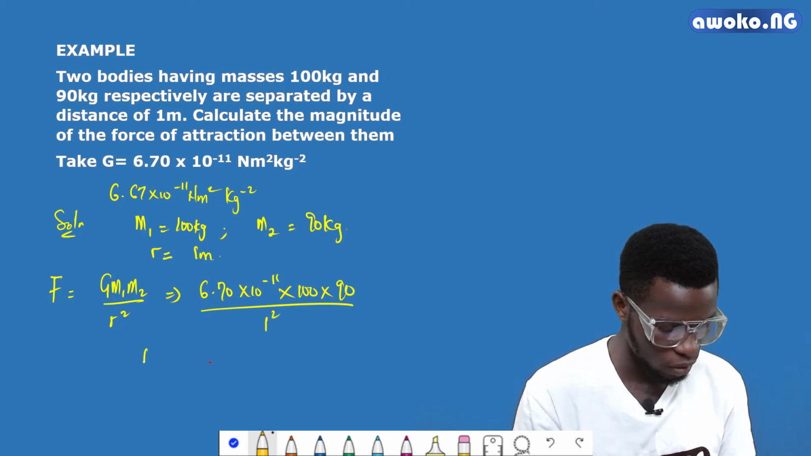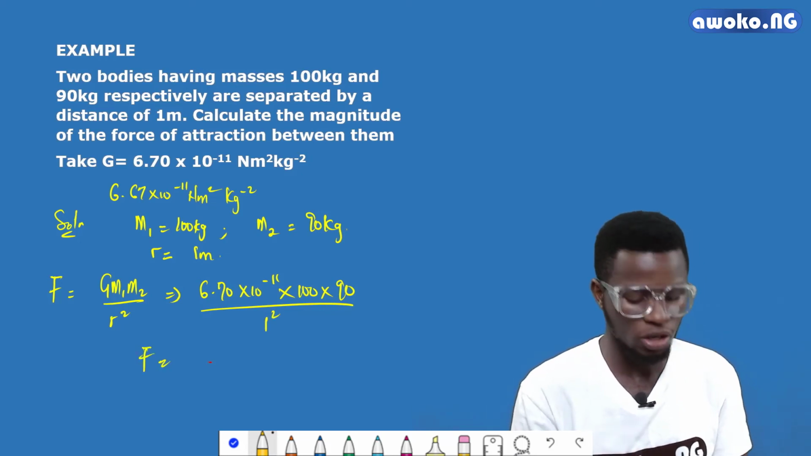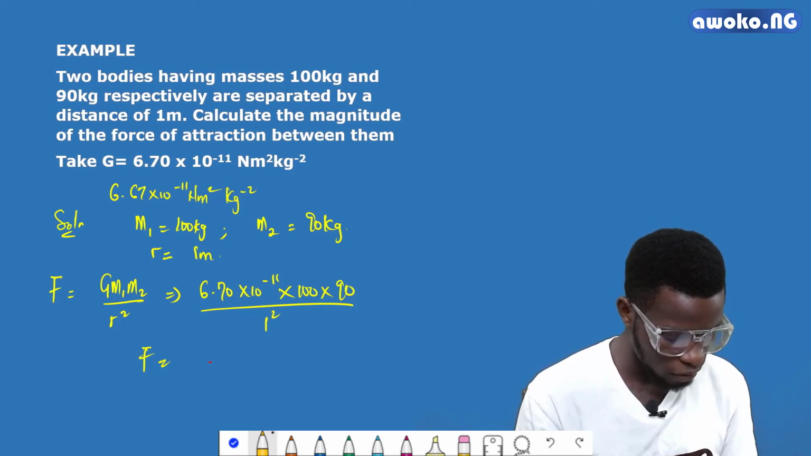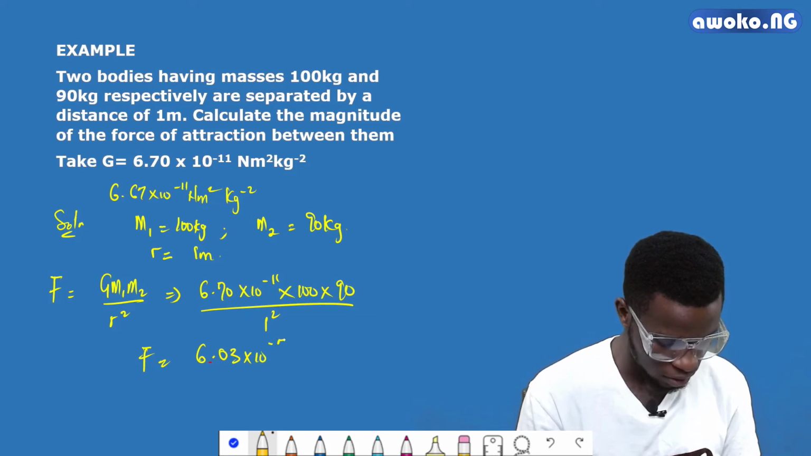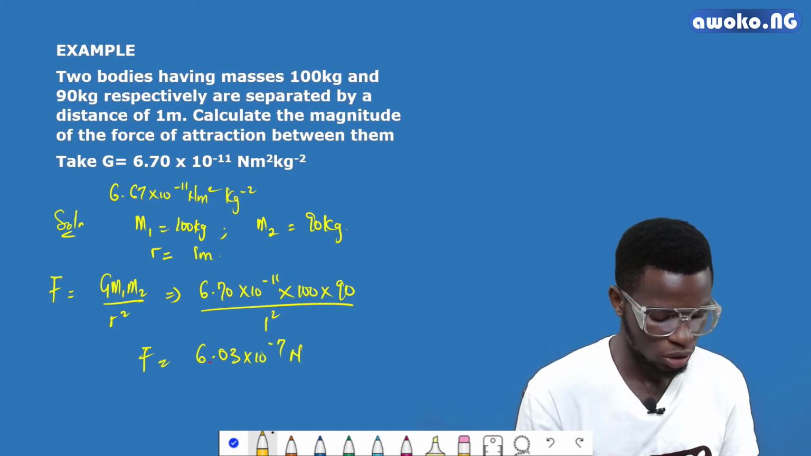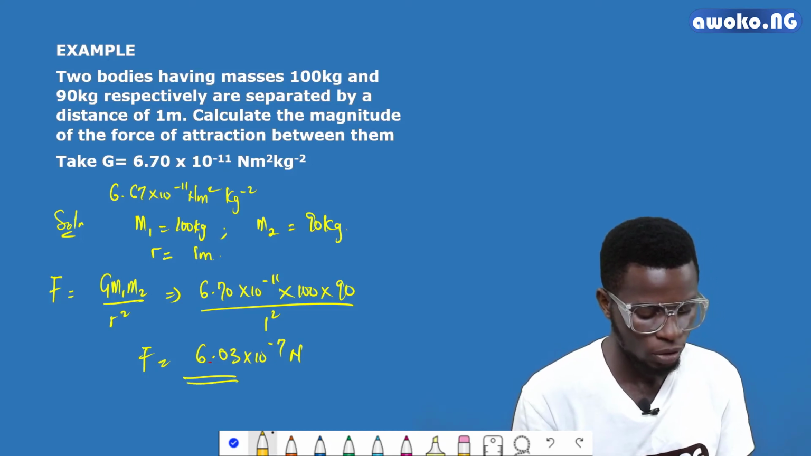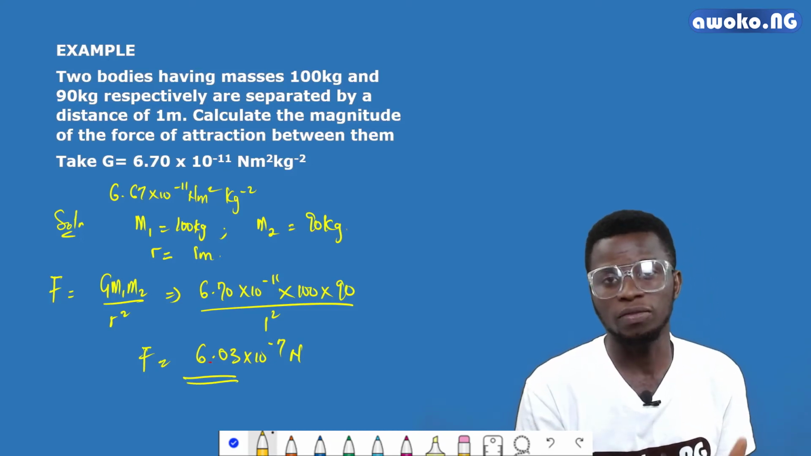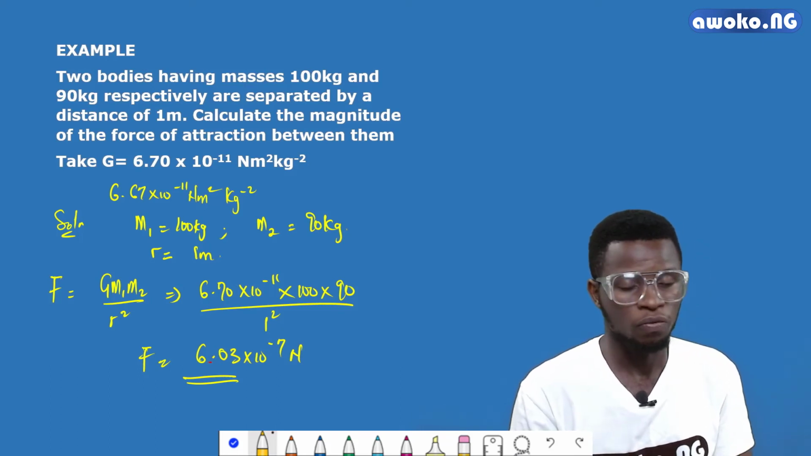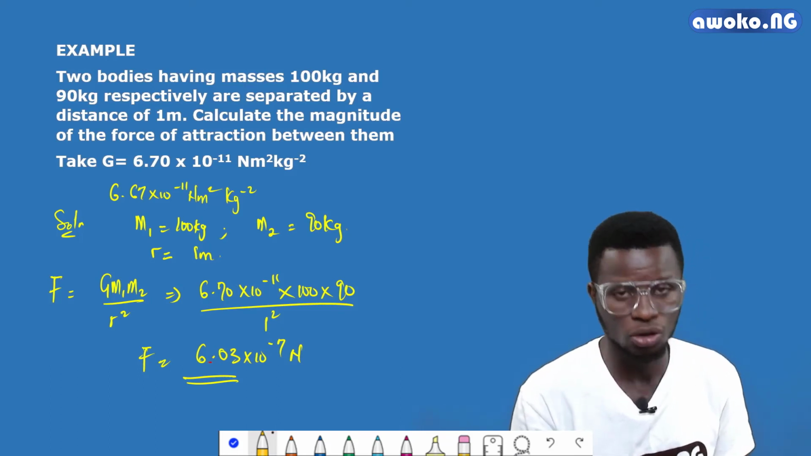which is equal to 1 squared. Therefore, the magnitude of force of attraction between these two bodies would give us an approximate value of 6.03 times 10 to the power minus 7, and because it is a force, the unit is Newton. So this is the magnitude of force of attraction between these two bodies, and that is how we solve for the force of attraction between them.